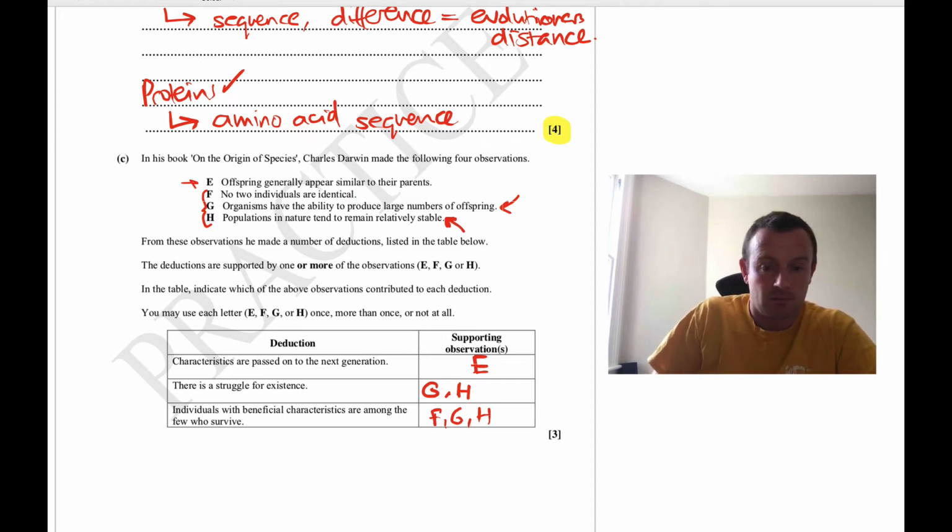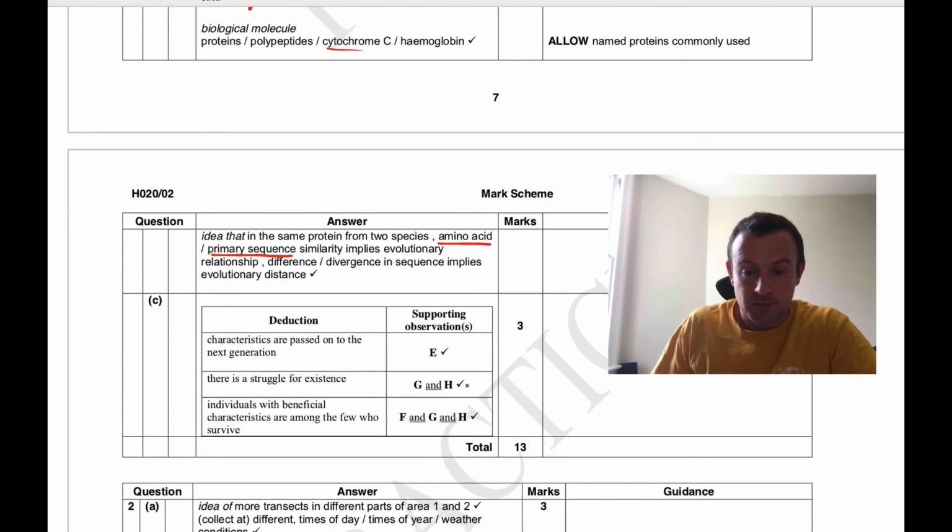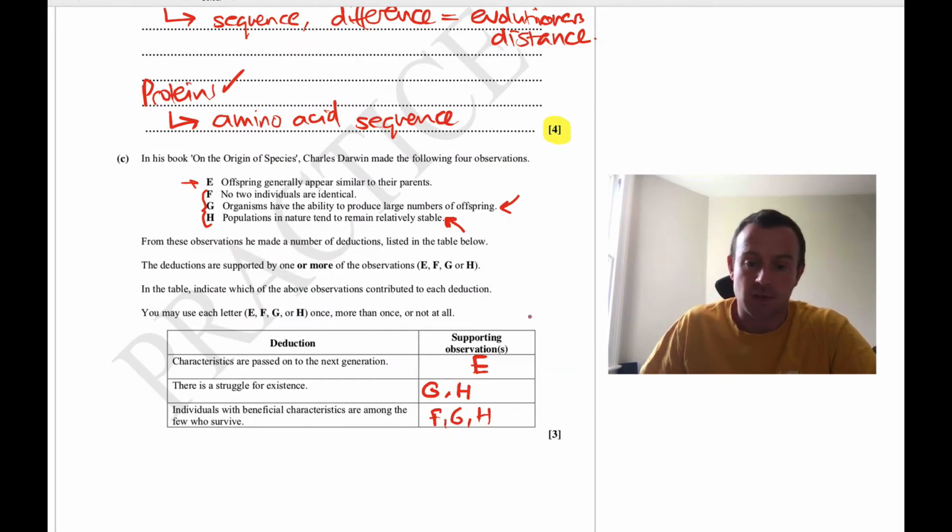Double check the mark scheme. E, G and H, and F and G and H. You need both letters here and all three letters here for the mark. And it's 1 mark for each row, in case you were wondering.